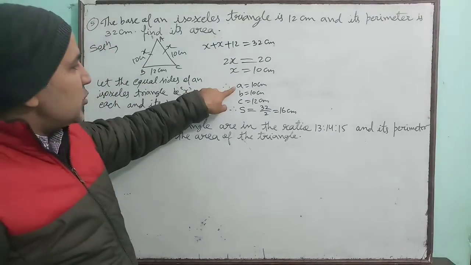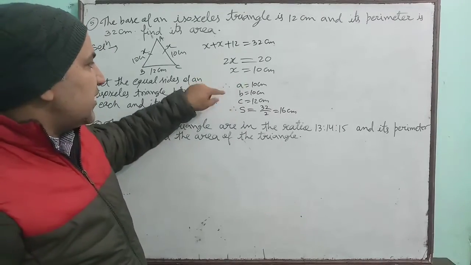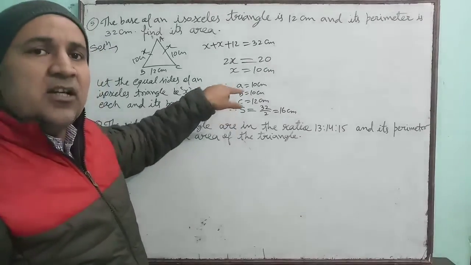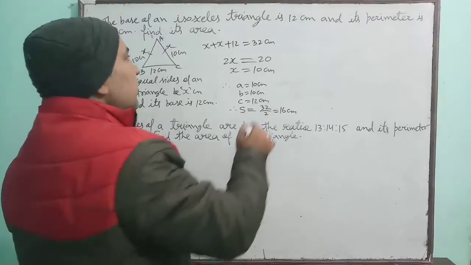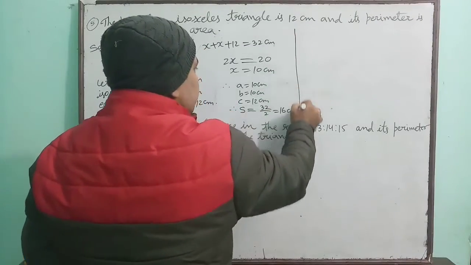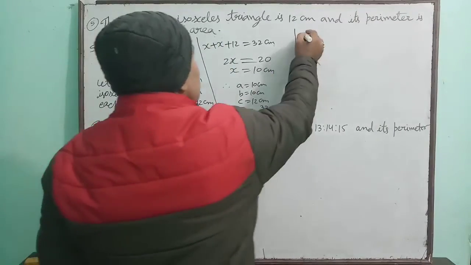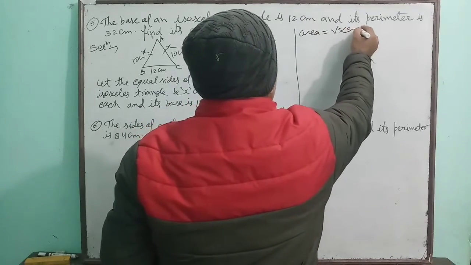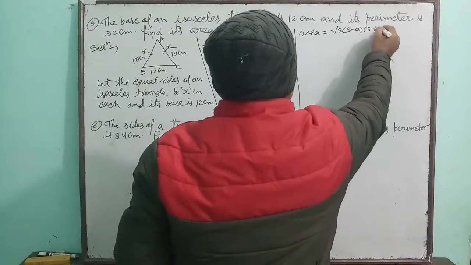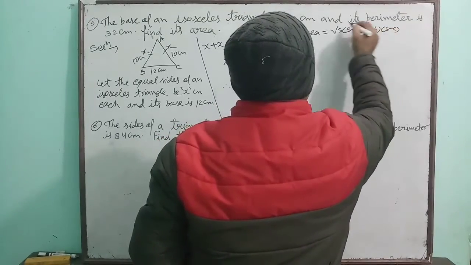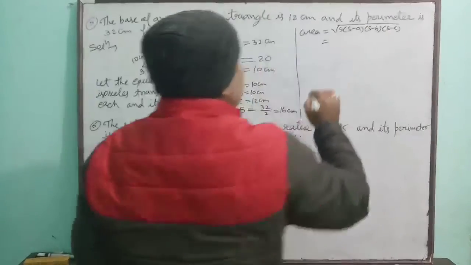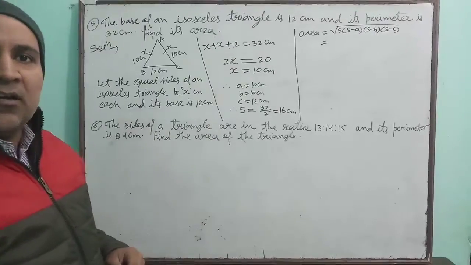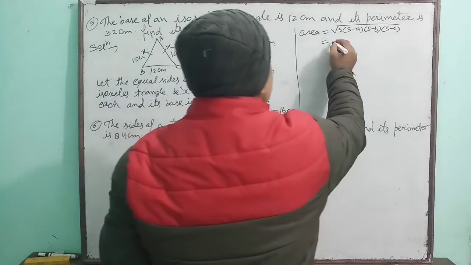Okay. We are supposing that the first side A is 10 centimeter, the second side B is 10 centimeter, and the third side is C, which is 12 centimeter. Now we will apply the formula for area. Area is equal to square root of S into (S minus A) into (S minus B) into (S minus C). If all the three sides are known, then this is the formula. Now solve and get your answer.